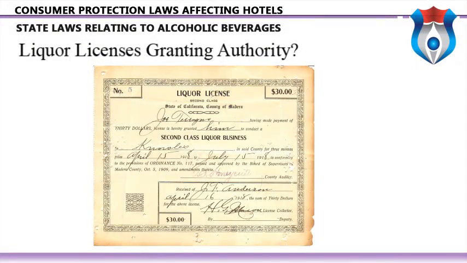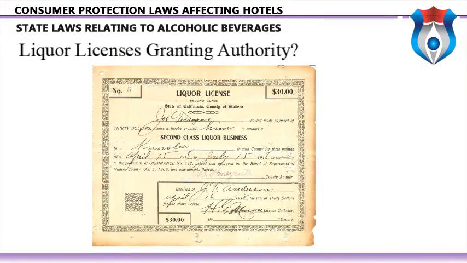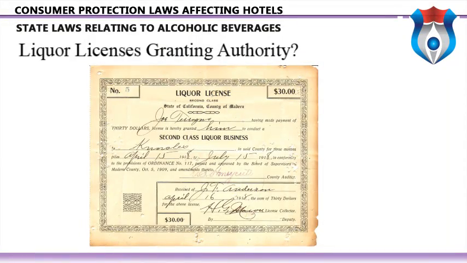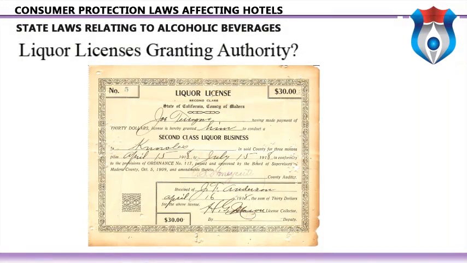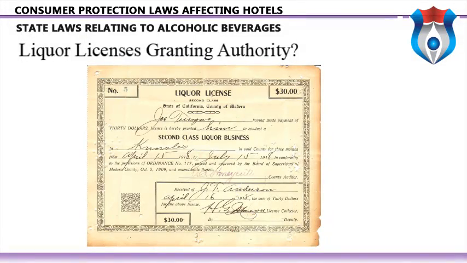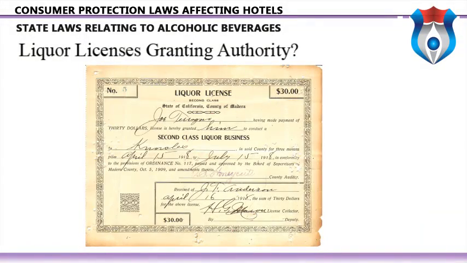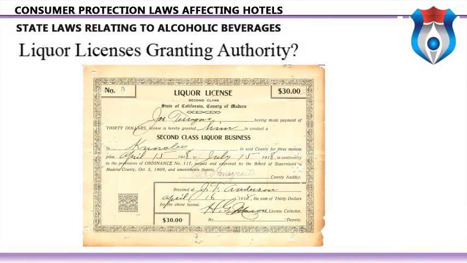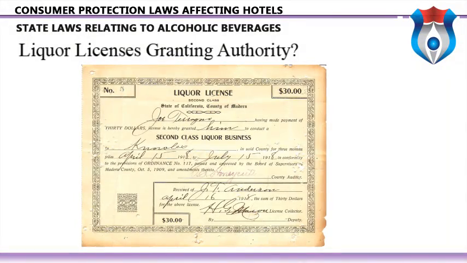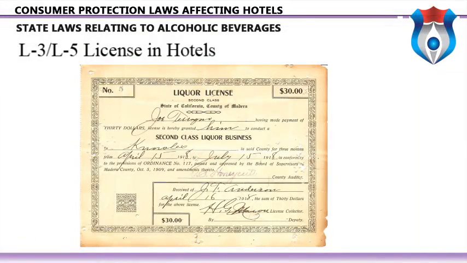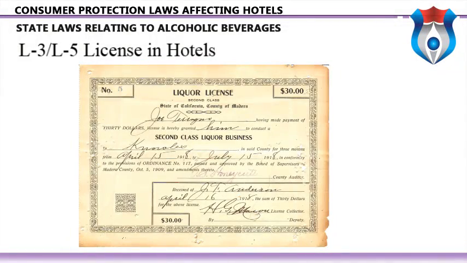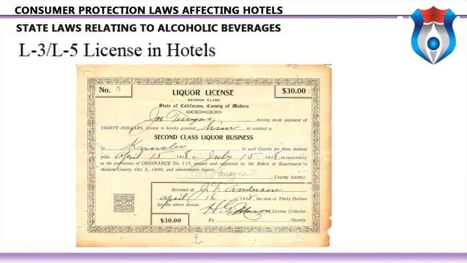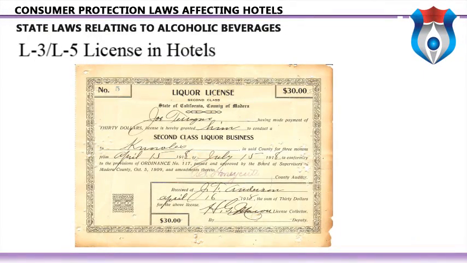Liquor licenses granting authority. The applications for the grant of license are invited through a public notice published in some of the leading newspapers. Applications for the grant of L1 license are required to be made in response to the public notice in the prescribed format, together with its appendices B and C, to the collector of excise. L3, L5 license in hotels: the department grants license to hotels holding star classification approval of the Department of Tourism, Government of India.